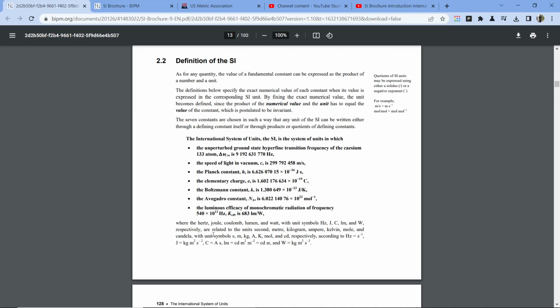with unit symbols Hz, J, C, lm, and W respectively are related to the units second, meter, kilogram, ampere, Kelvin, mole, and candela with unit symbols s, m, kg, A, K, mol, and cd respectively according to 1 Hz is s to the minus 1, J equals kg m squared s to the negative 2, C equals A s, lm equals cd m squared m to the minus 2 equals cd sr, and W equals kg m squared s to the negative 3. Or in words, Hertz equals inverse second, Joule equals kilogram meters squared inverse second squared, Coulomb equals ampere second, Lumen equals candela meters squared inverse meter squared equals candela steradian, and Watt equals kilogram meters squared inverse second cubed.